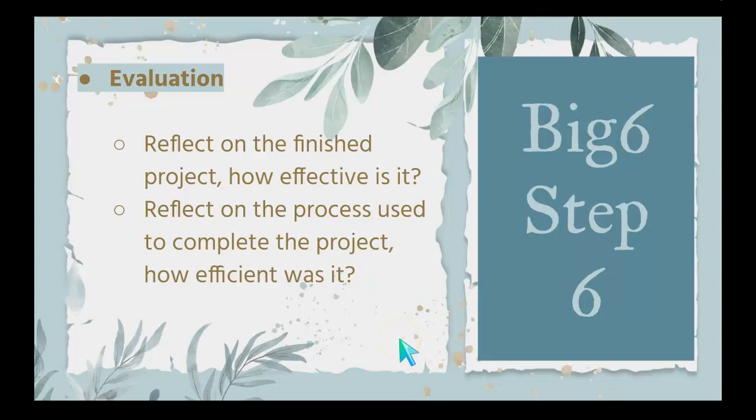And then lastly is Big 6 step 6. It's evaluation. This is also a critical thinking part, and it's reflective. You're reflecting on 2 aspects. The first one is the finished product. Is it effective? Did you do what you were supposed to do? Did you find credible or reliable sources? Credible means reliable. Did you organize them efficiently? Did you get correct information? And the second part is to reflect on the process. How efficient was the process that you used to complete your research?